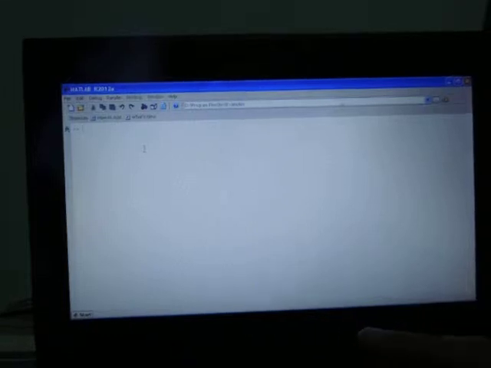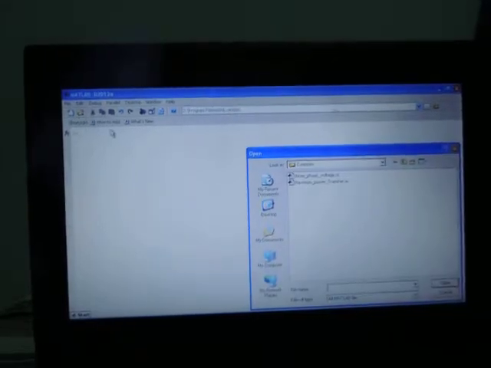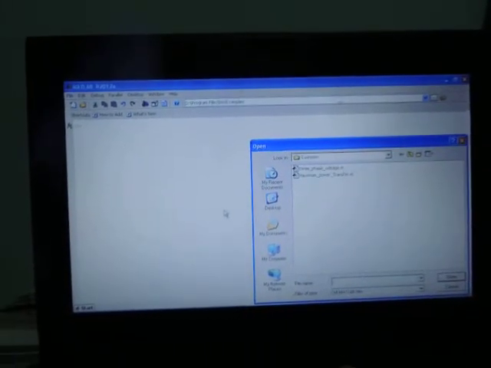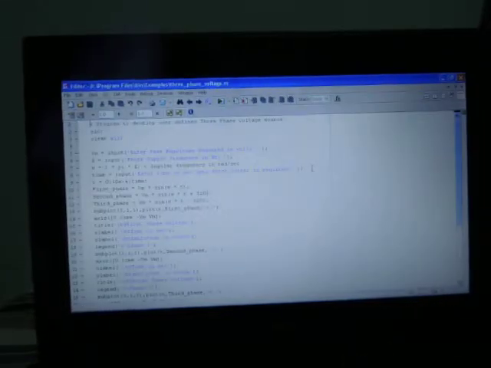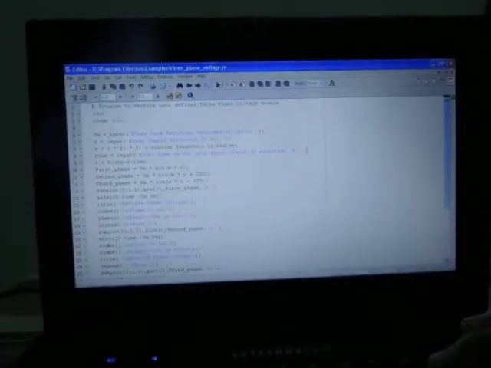Okay, today we will discuss how to plot a three-phase voltage source in MATLAB. So we will write a program to plot a three-phase voltage source. This is a MATLAB program for three-phase voltage source.